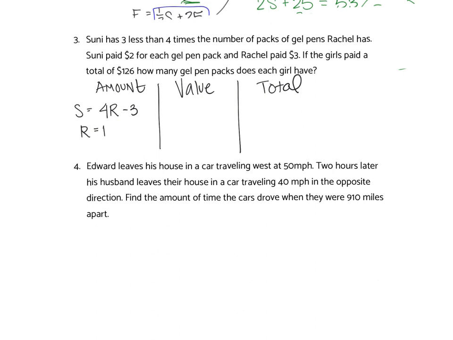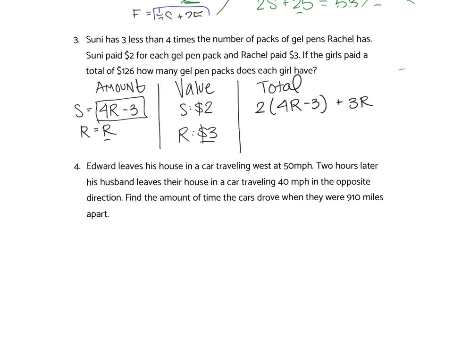Rachel just has the amount she has. Suni pays $2 for each of her packs. Rachel pays $3 for each of her packs. So then for my totals, for how much they spent, the amount Suni bought in terms of R is 4R minus 3. So she spent $2 on the amount she bought, plus Rachel spent $3 on the amount she bought.